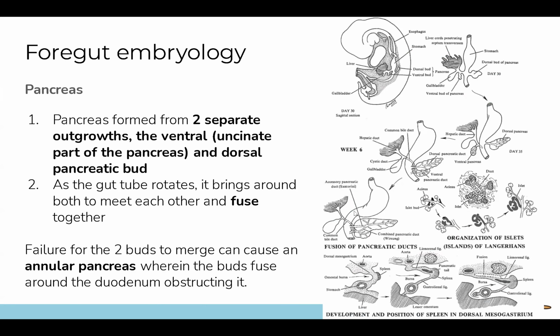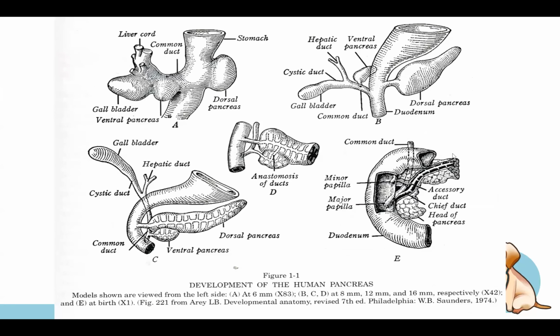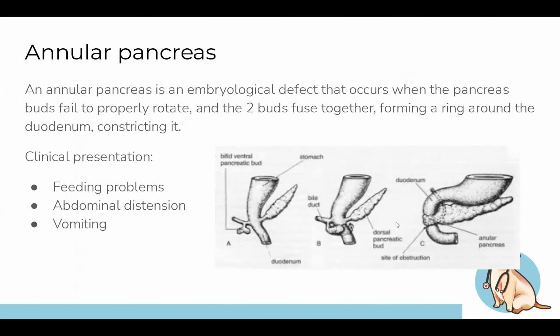So what happens sometimes is that this goes wrong and we get something called an annular pancreas. You can see here, again, just with these diagrams, make sure you're following correctly, A, B, C, D, E. So we have here the ventral bud and the dorsal bud. And you can see how instead of the ventral bud just going around behind the duodenum to meet the rest of the dorsal bud, it's sort of split in half. And so half of it has gone behind and half of it has gone in front to fuse with the rest of the pancreas. And so you essentially end up constricting your duodenum. And that's what's called an annular pancreas.